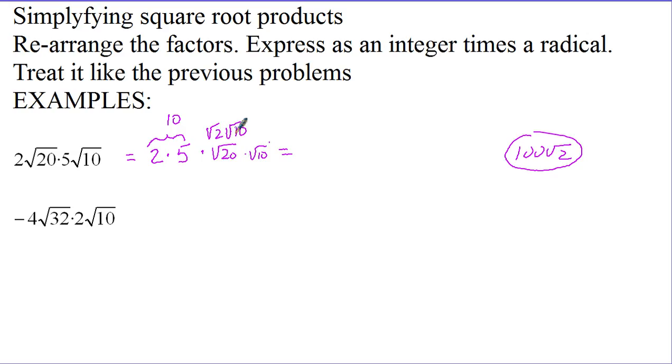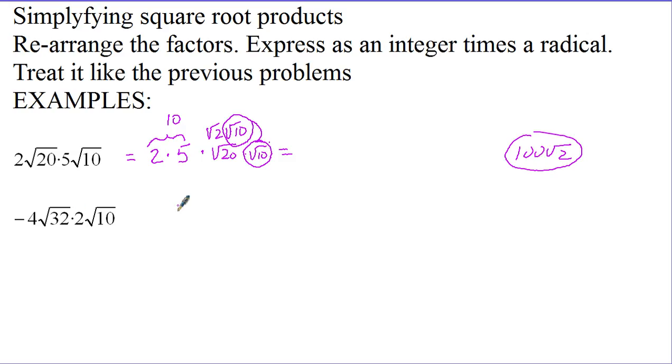So that's not the customary way to simplify the square root of 20. But because I saw this square root of 10 needs another square root of 10 to create a 10, that's what I'm doing. So that this becomes 10 times 10 is 100. There's my same 100 square root of 2.